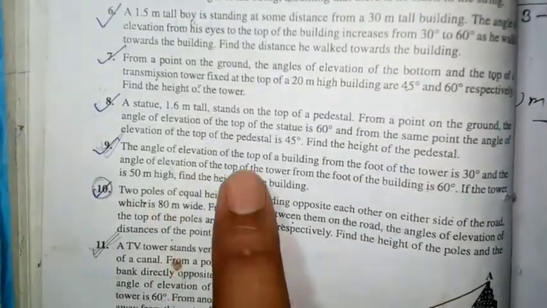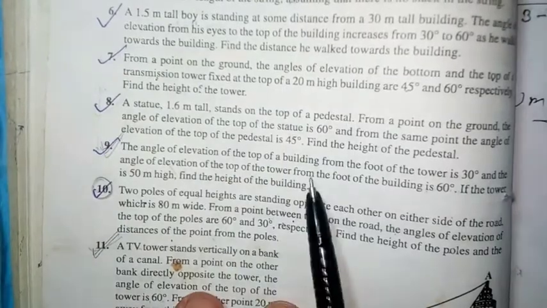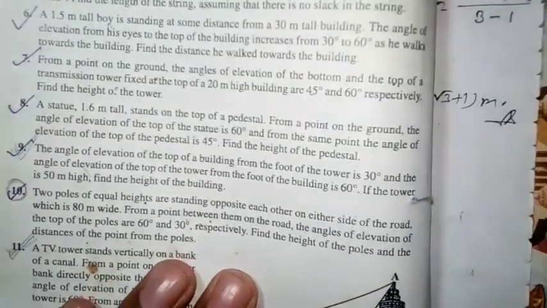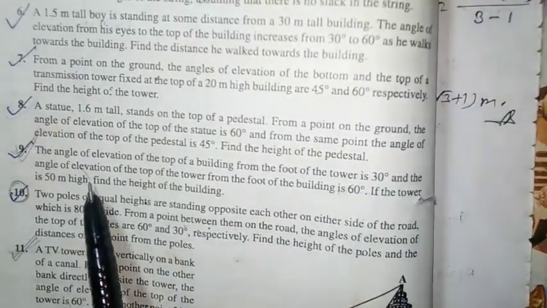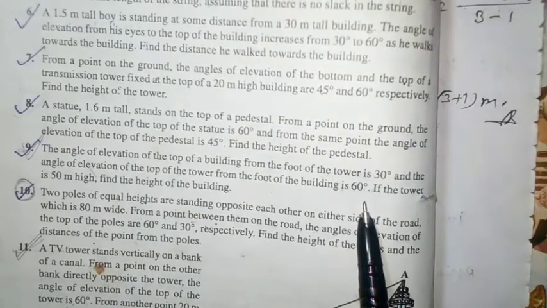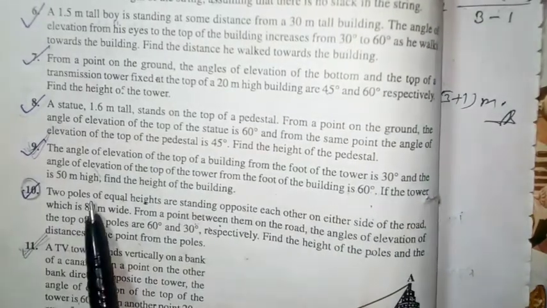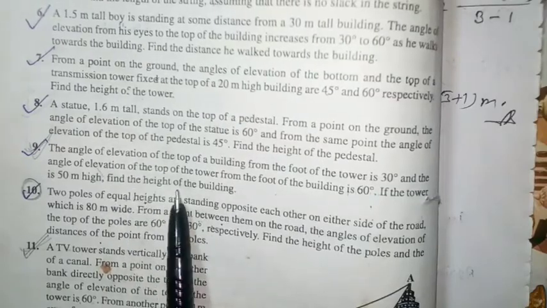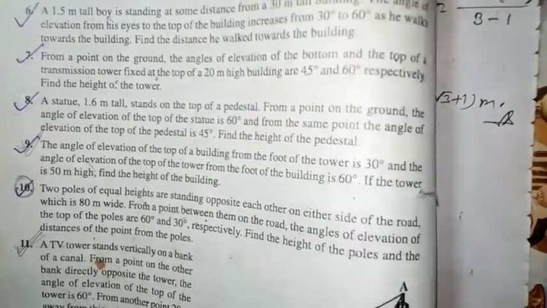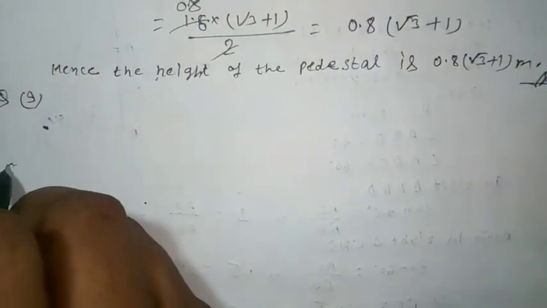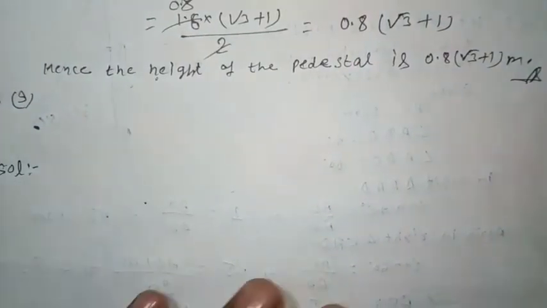The angle of elevation of the top of a building from the foot of the tower is 30 degrees, and the angle of elevation of the top of the tower from the foot of the building is 60 degrees. If the tower is 50 meters high, find the height of the building. Now, first I draw the solution.